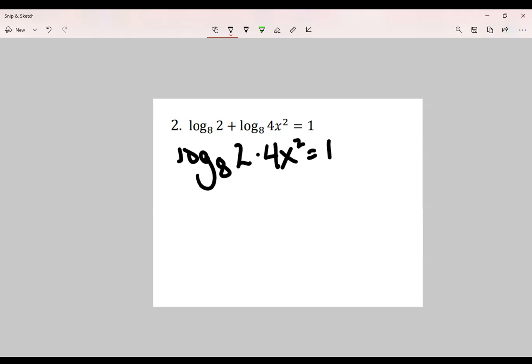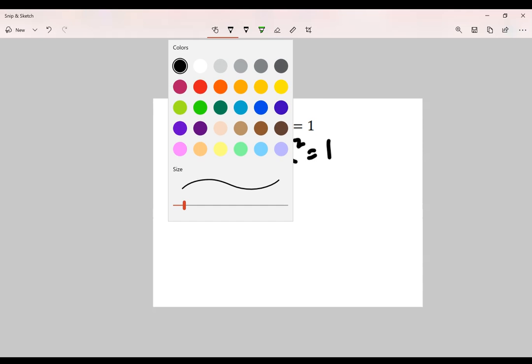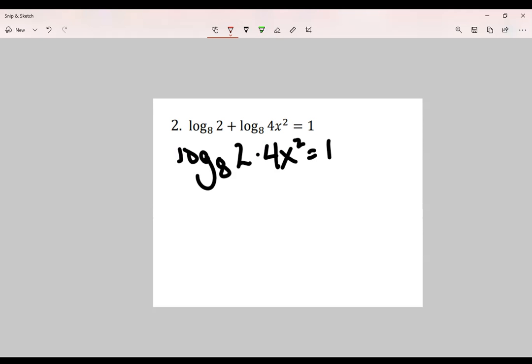Then from there, I'm going to want to get rid of the log base 8. And in order to do that, I'm going to exponentiate with a base of 8 on both sides. 8 to the log base 8, those are going to say see you later. On the other side, though, I have a new number, 8 to the first. Okay, so when I rewrite this, the log is no longer there, and I have 2 times 4x squared equals 8 to the first, which is just 8.